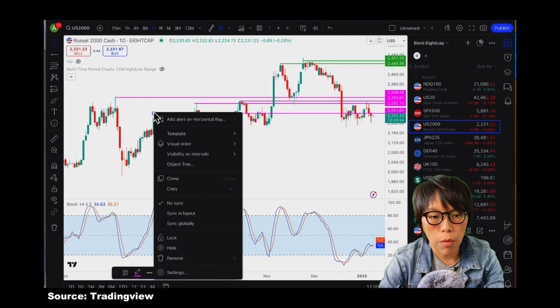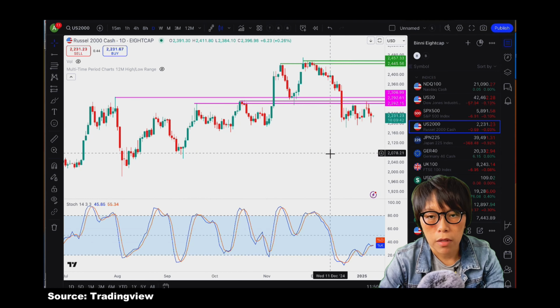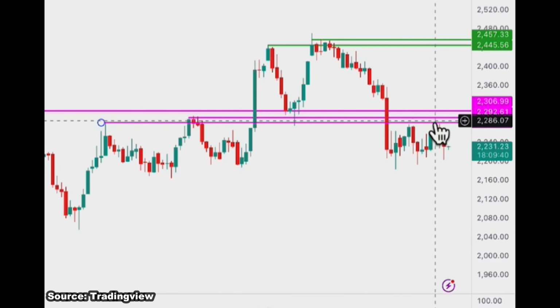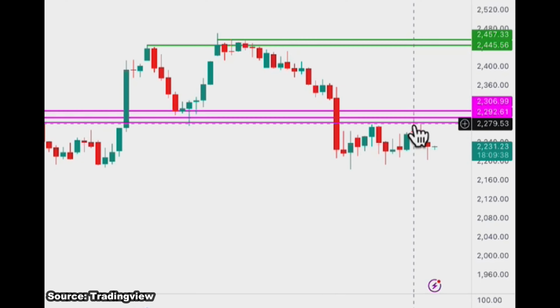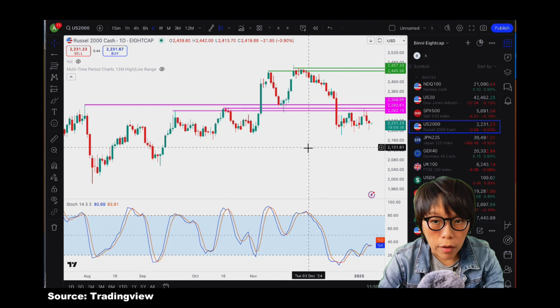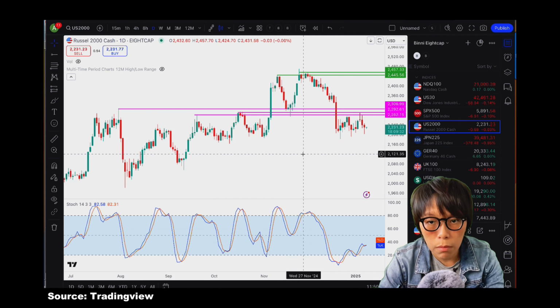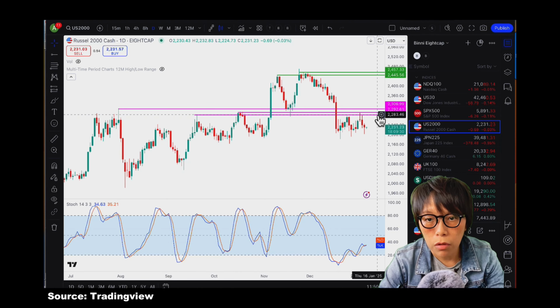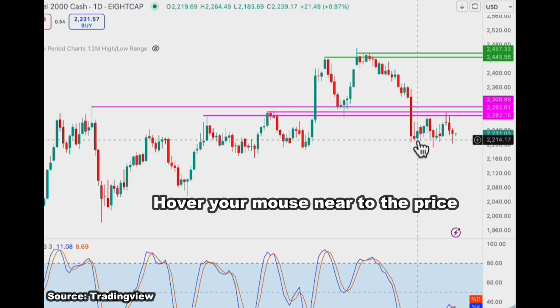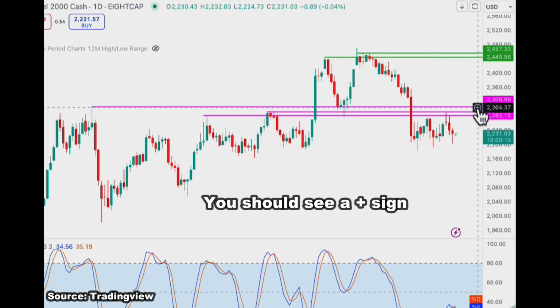I'm just going to remove this one to give you clarity, and I traded into Russell at this point. How do I know that this is the point? Because these are all the historical levels, and in order not to miss out on a trade, what I'll do is bring the crosshair nearer to the price, just nearer to the edge of the price at the right hand side here. You should see a plus sign here. So this plus sign is where you can click to set an alert.